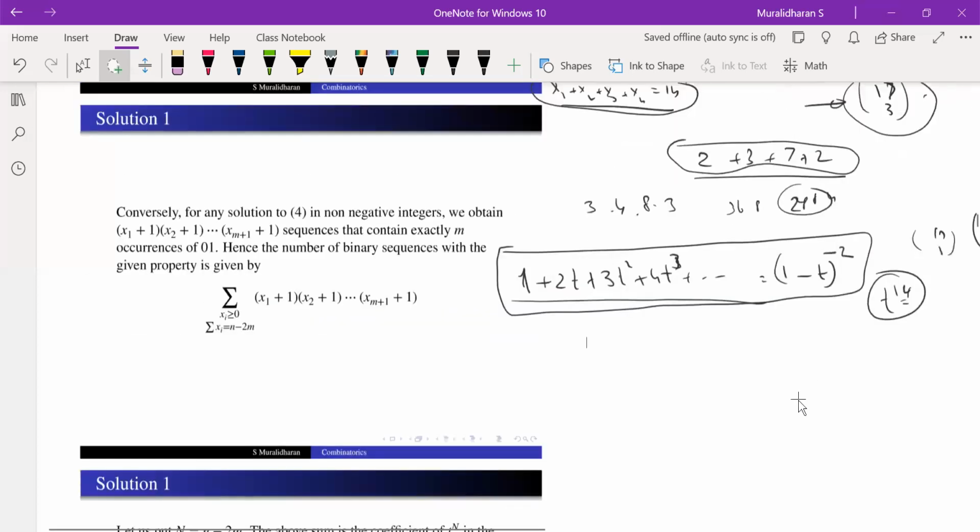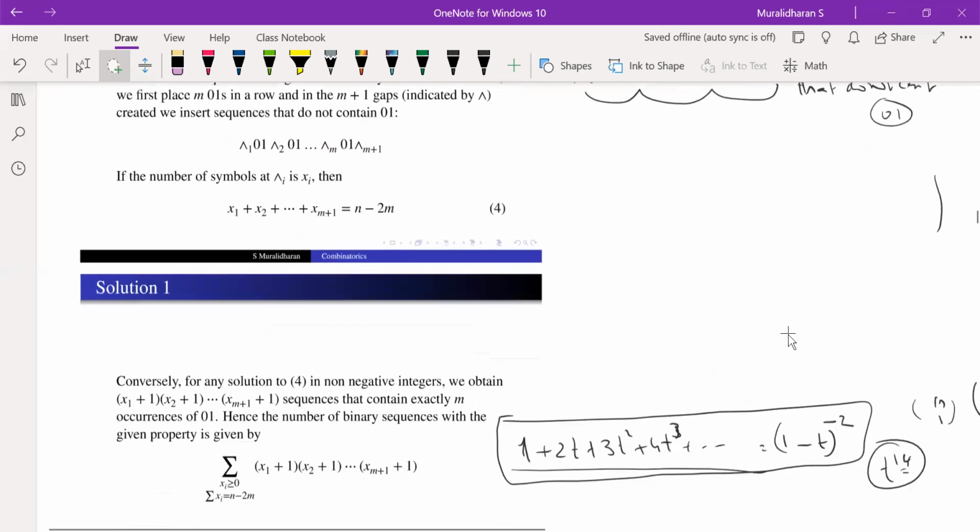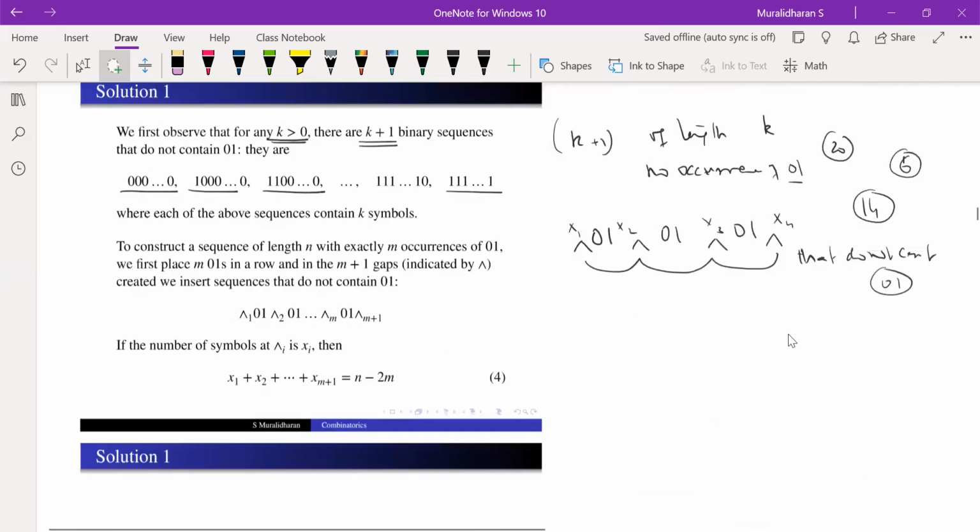Okay, let's go back here again up to this. Let me explain the full solution so that we can appreciate it better. Okay. Right.